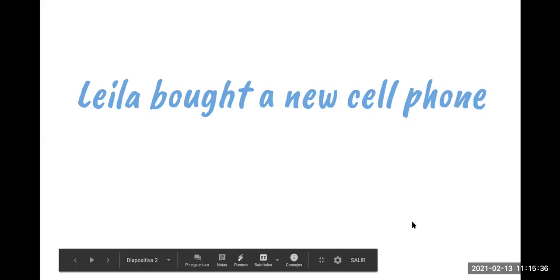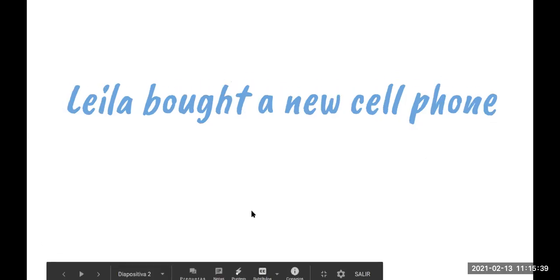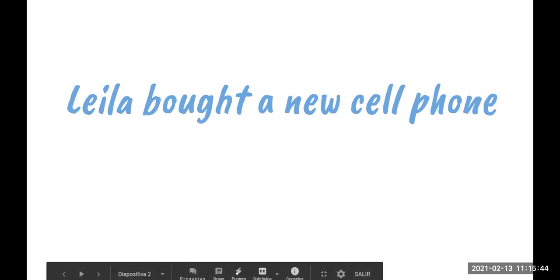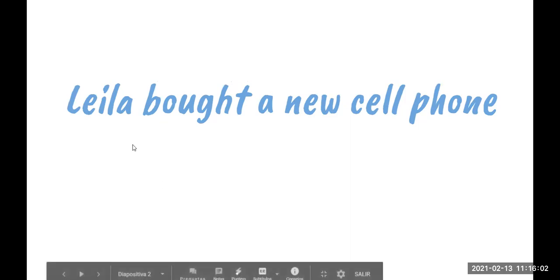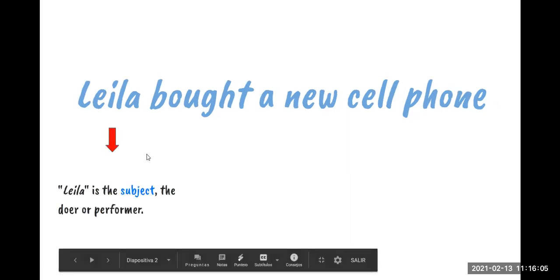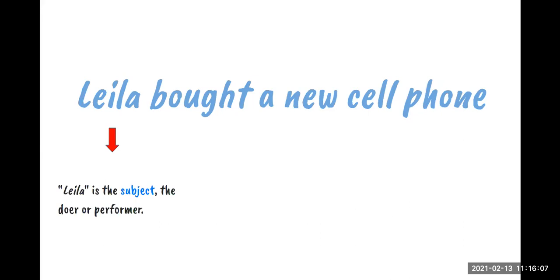Complement. Subject. What did we say about subject? What is a subject? Leila, what is a subject? It's the person or thing that does the action. Okay, yes. The subject is the doer or the performer of the action in the sentence, right? It is the person or thing who does the action.